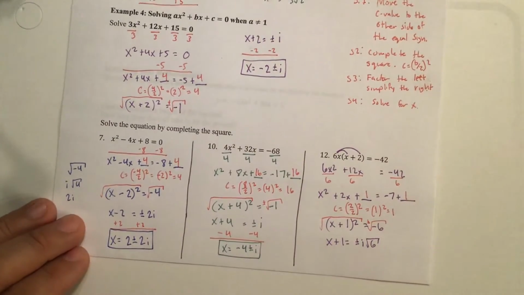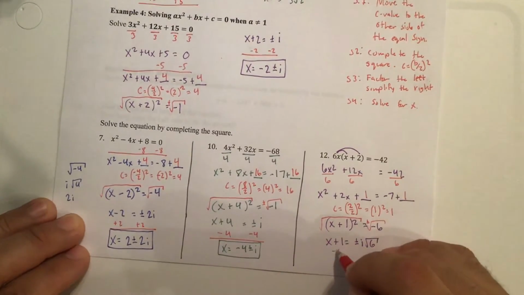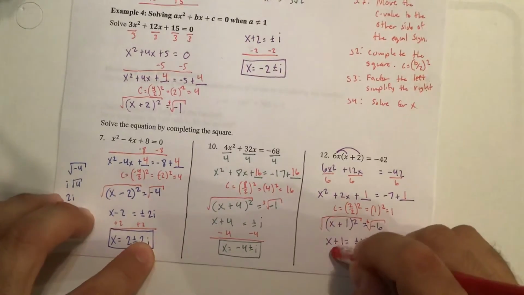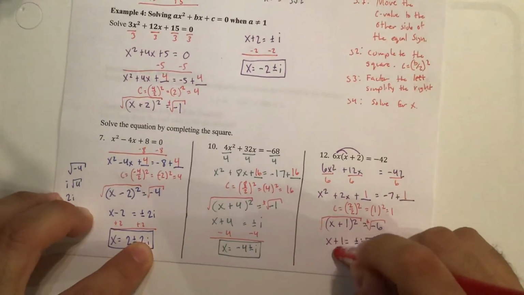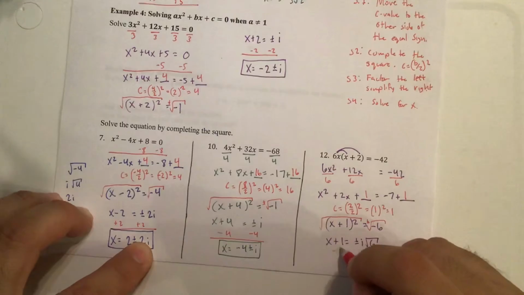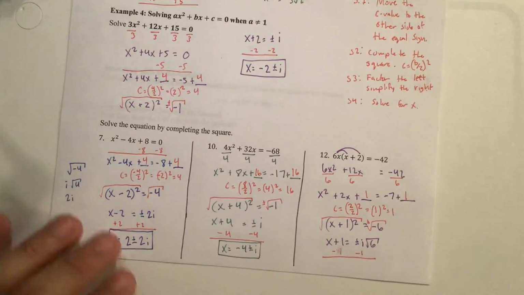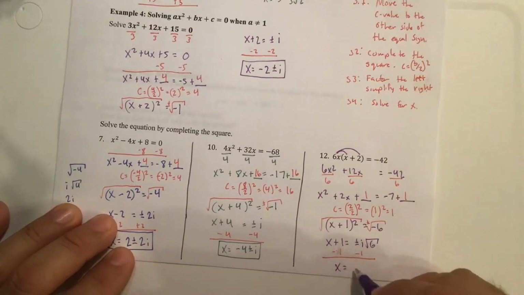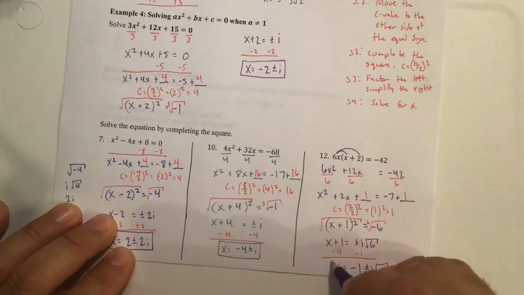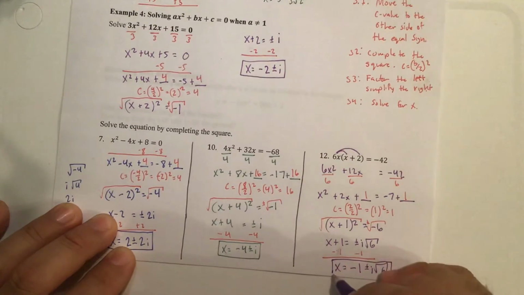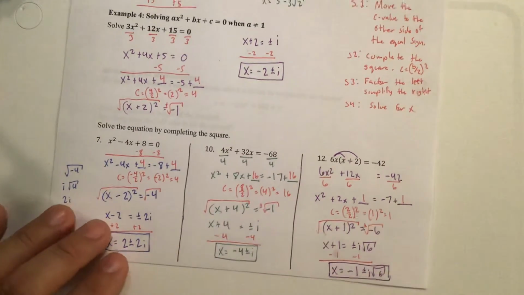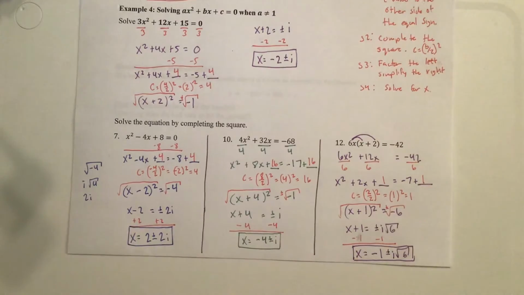And the last step we're going to take to isolate x to solve it is, whoops, subtract 1 from both sides. Sorry about that. And then last but not least, x equals negative 1 plus or minus i radical 6. And this is my final answer there. All right, and that's how you solve by completing the square.